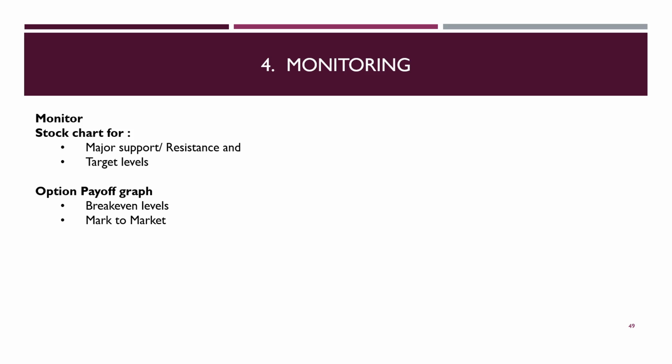Second thing we have to monitor is payoff graph for two things. One is for mark to market, what is the mark to market you are getting, and second thing is break-even levels, as we have to react to these levels. And fifth is, once break-even level is reached, fifth part is adjustment, which we'll learn in our next topic.